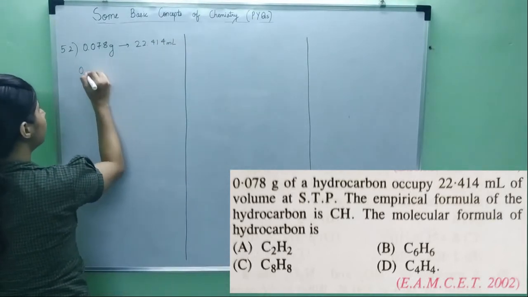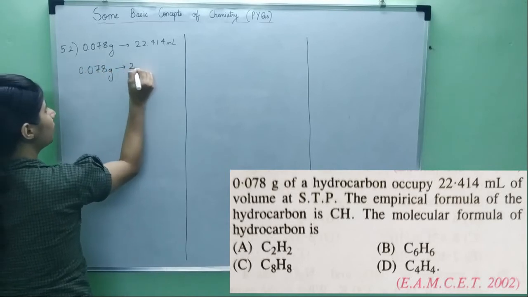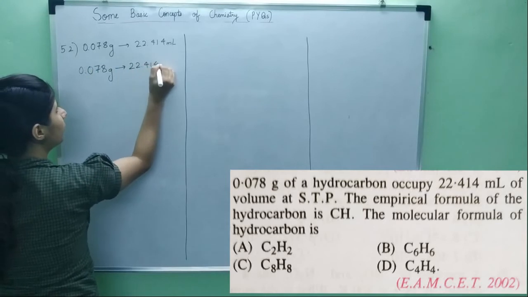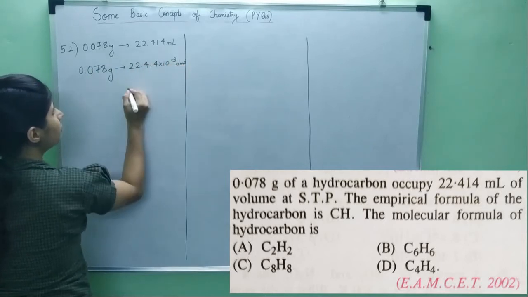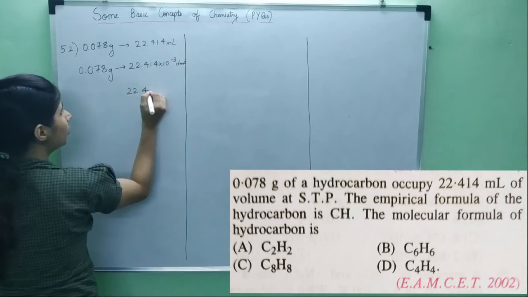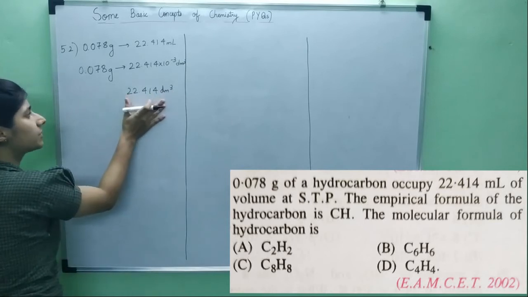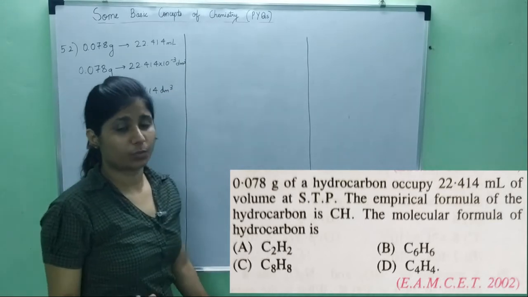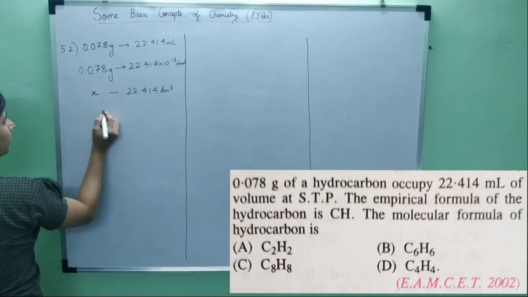So what it would be? 0.078 grams occupies how much? 22.414 into 10 to the power minus 3 decimeter cube. So how much molar mass would be for 22 decimeter cube? So 22 decimeter cube is the standard which is occupied by molar mass of the substance. So I can find from this the molar mass, which is X.